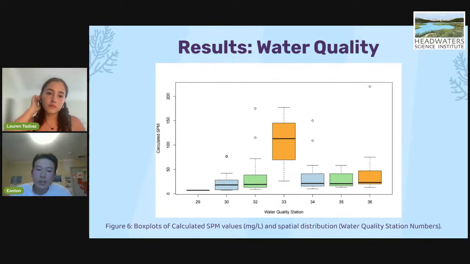And as you can see here, figure 6 shows the relationship between calculated suspended particulate matter and the water quality stations. As you can see, there is significant spatial variation, and again, station 33 has the highest levels of calculated SPM because it is nearest to urban areas.